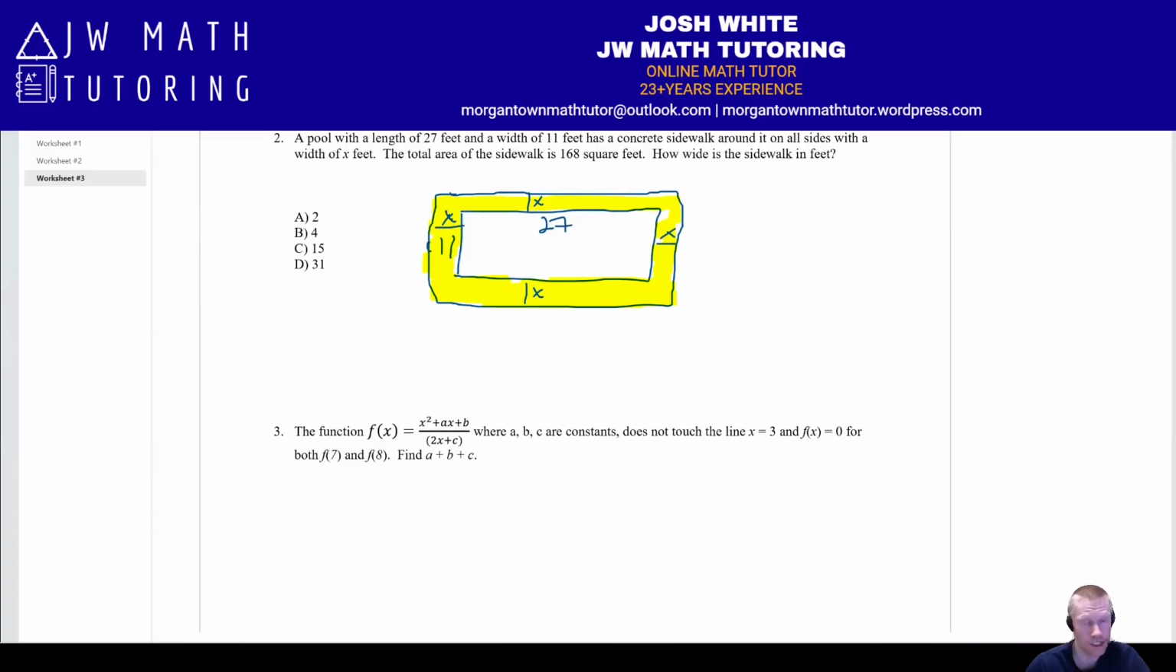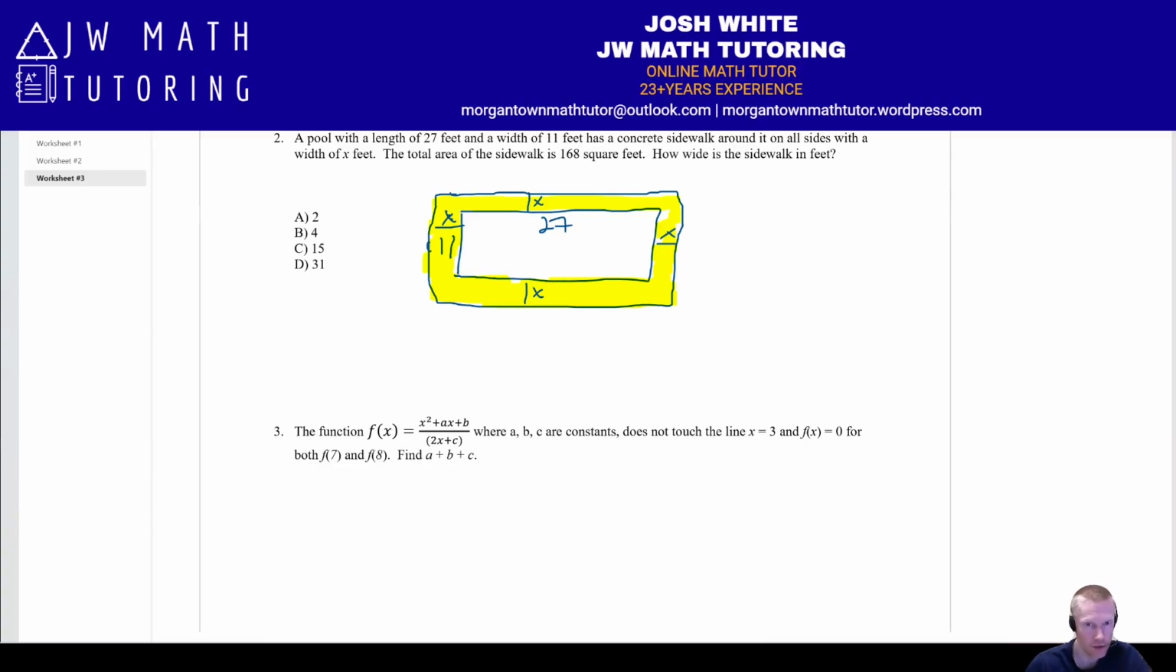So you could technically split this up into 4 rectangles, find the area of all 4 of them, and add them together to get an expression for x and set that equal to 168. I'm not going to show that method, but that is technically a way you could do it. Instead, I'm going to show what I think is the more traditional or more common way.